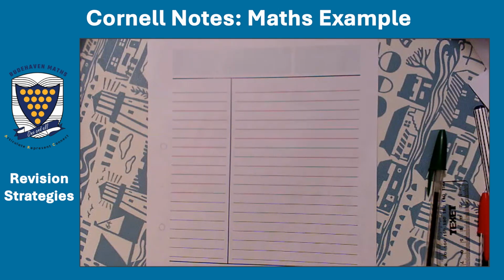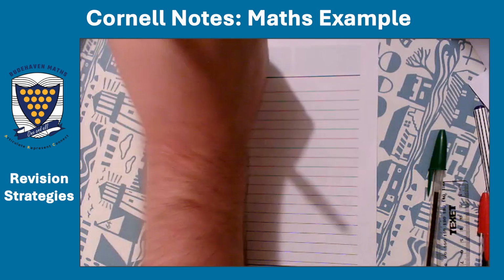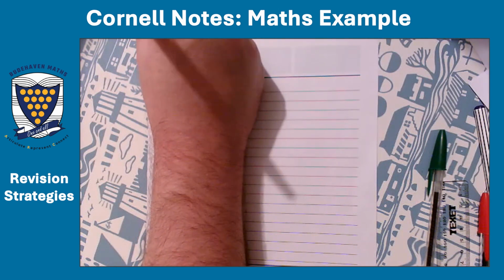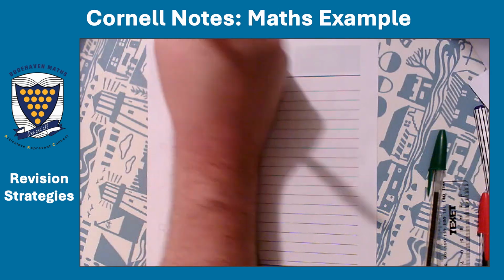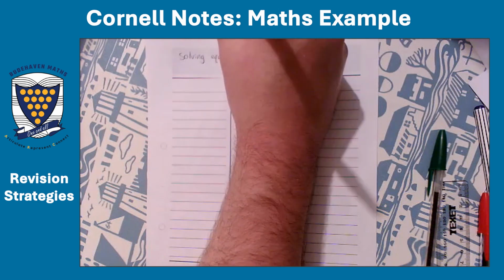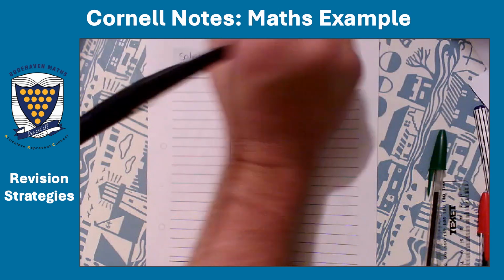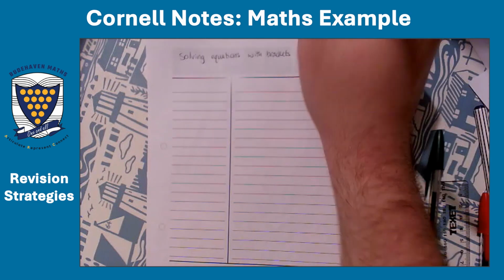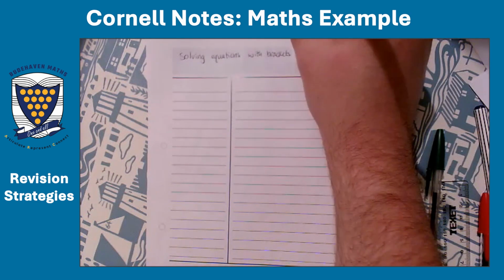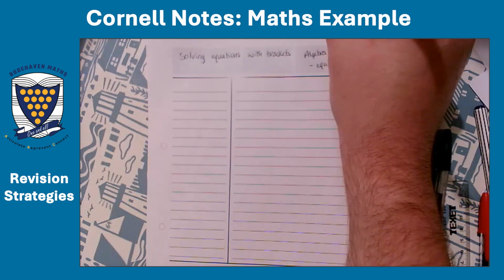Now we're going to look at an example of how you can construct Cornell Notes for maths. For this example, we're going to look at some work on solving equations. At the top, we're going to start by writing the title of the topic we're revising. We're going to look at an example at solving equations with brackets. Here we're going to write the topic that falls under, which is algebra, and then more specifically equations.